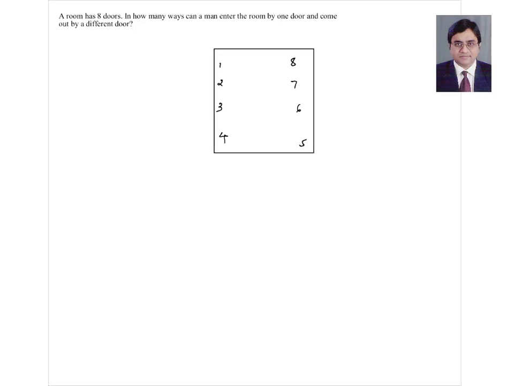Yes, I can see no problem with this question. So if you choose this door to enter, you have 7 choices left. So your first choice is 1 out of 8. Second choice will be 7 only. 56 ways. Any questions, let me know.